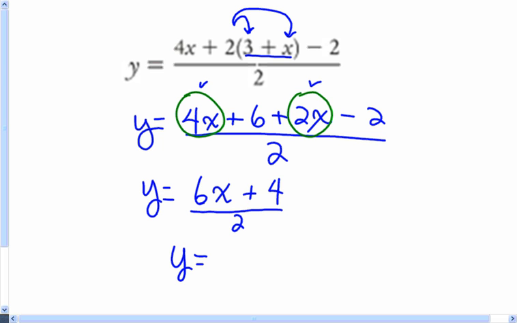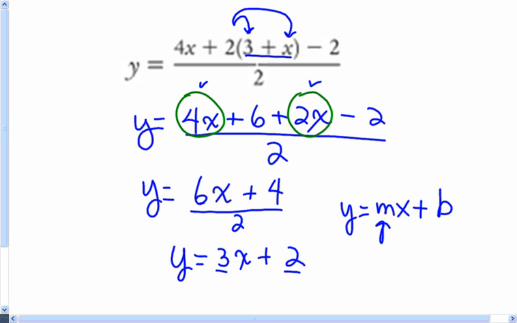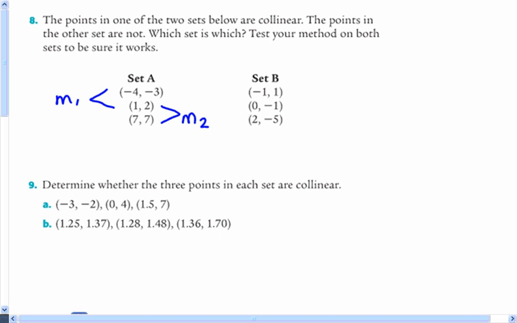And 6 divided by 2 is 3x, and 4 divided by 2 is 2. And so now I can see it's written in this form, slope-intercept form, where m is 3 and b is 2. So that's another way of telling whether or not it's in slope-intercept form.